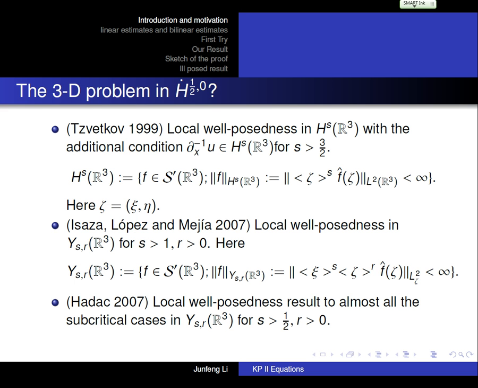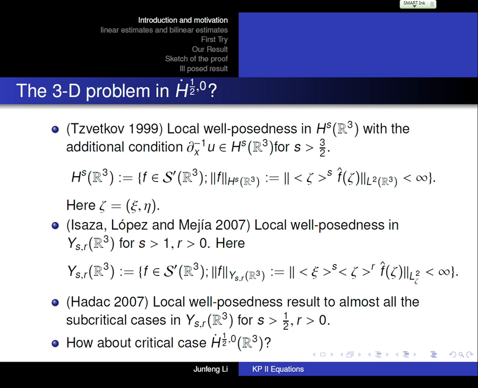In 2007, Hadac set up the local well-posedness for almost all subcritical cases. If you remember, the critical case is s1 plus 2 s2 equals half. Even though the R is not corresponding to the eta part, it still almost gives the main idea. So that's why we compare to their work in the R2 space. We want to see what happens in this kind of critical space.